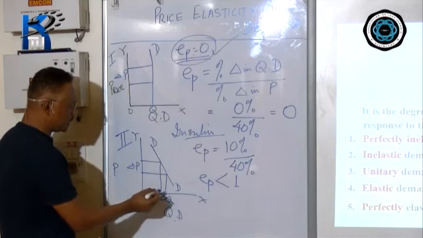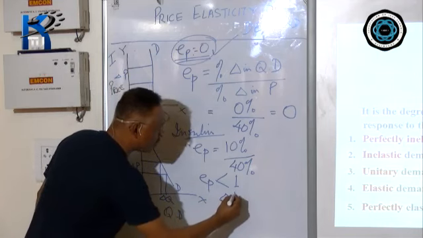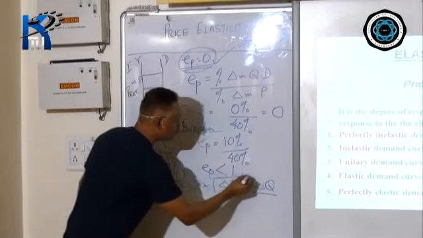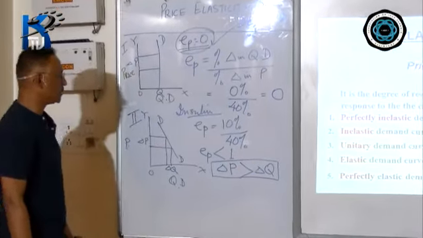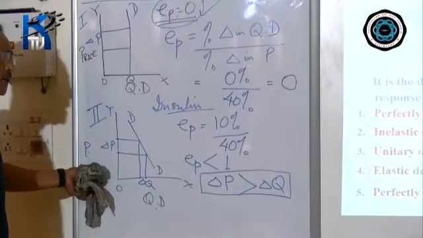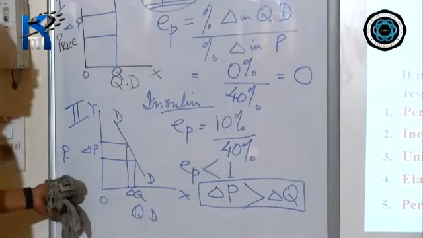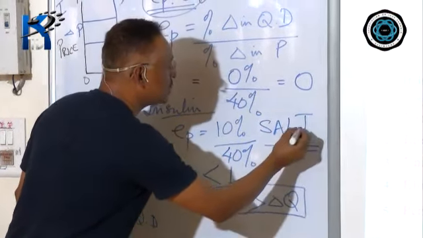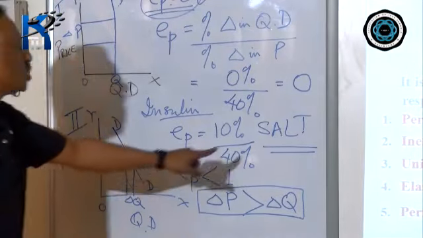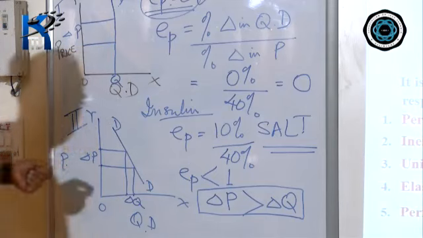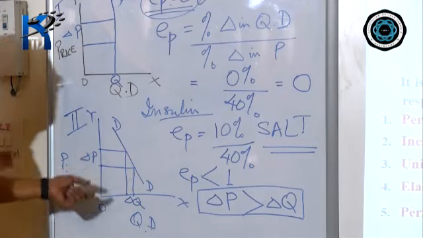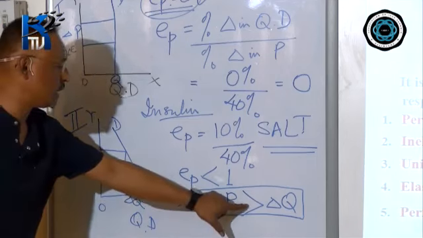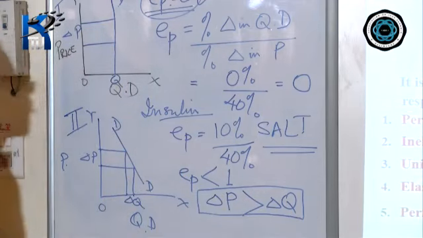EP less than 1 means delta P is greater than delta Q. You have to write, very important, delta P is greater than delta Q, when you draw this diagram. A typical example of inelastic demand curve is necessity goods like salt. You could have other necessity goods, but I am giving you one simple example, salt. Salt is a necessity good. Even if the price changes by 40%, the quantity demanded will change by just 10%. Delta P is greater than delta Q. That is the second one.